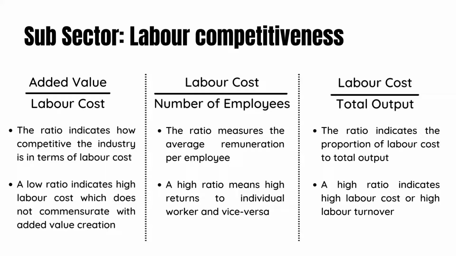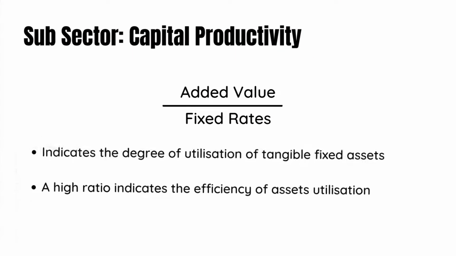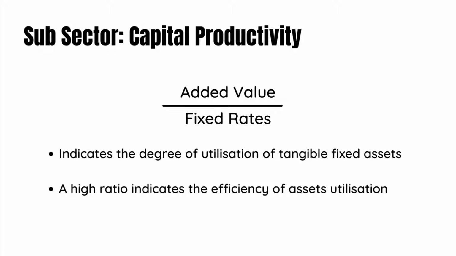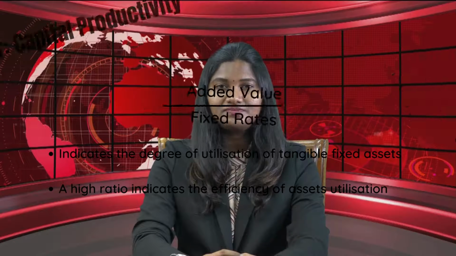The third formula is labor cost over total output. The ratio indicates the proportion of the labor cost to total output. A high ratio indicates high labor cost or high labor turnover. The last productivity measurement is capital productivity, and the formula is added value over fixed assets. It indicates the degree of utilization of tangible fixed assets. A high ratio indicates the efficiency of asset utilization.